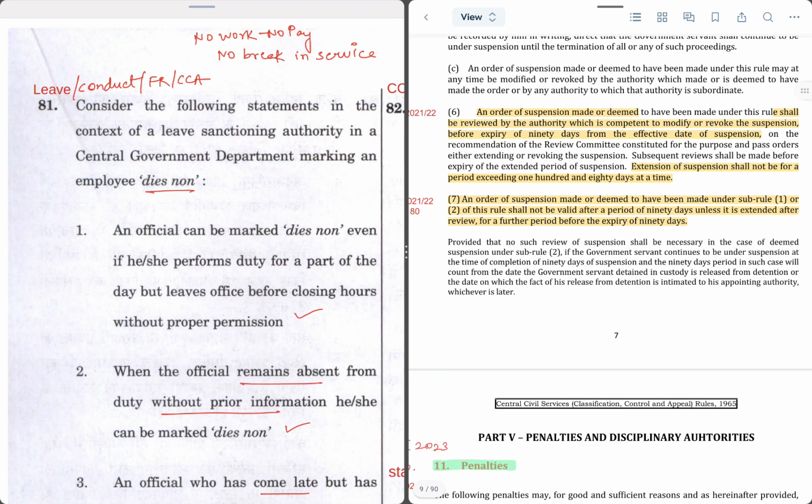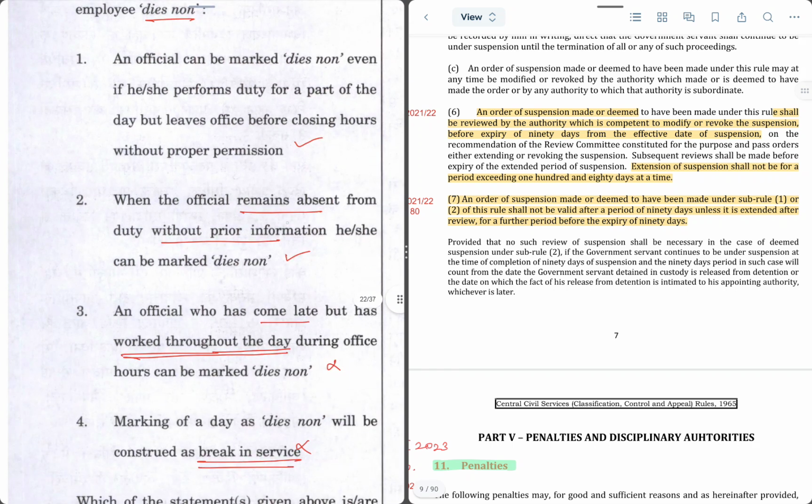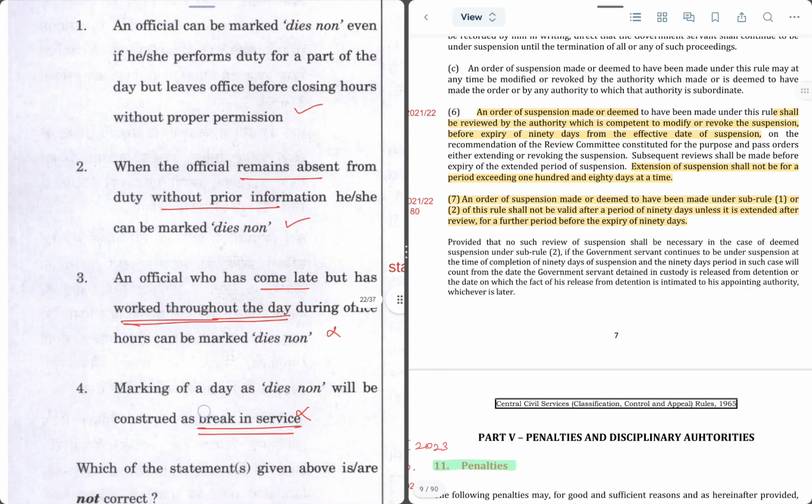Then statement 2 says when the official remains absent from duty without prior information, he or she can be marked dies non. Yes, no pay, no work. This is also correct. Statement 3 says an official who has come late but has worked throughout the day during office hours can be marked dies non. No, coming late can be condoned to a certain extent, and if he has worked throughout the day and delivered the required work, in that case he cannot be marked dies non. So statement 3 is incorrect.